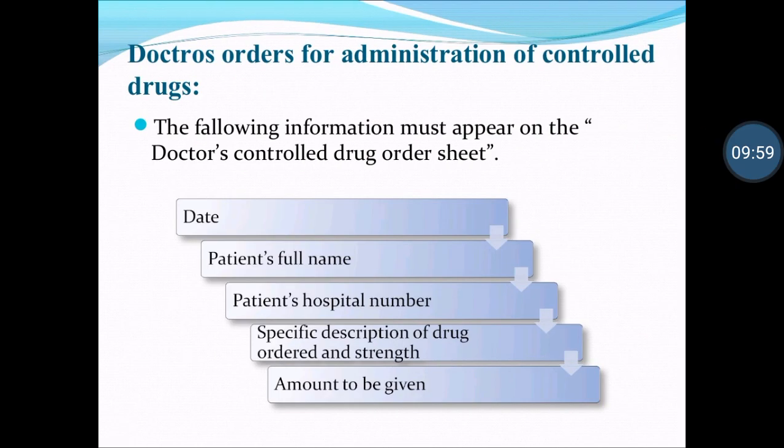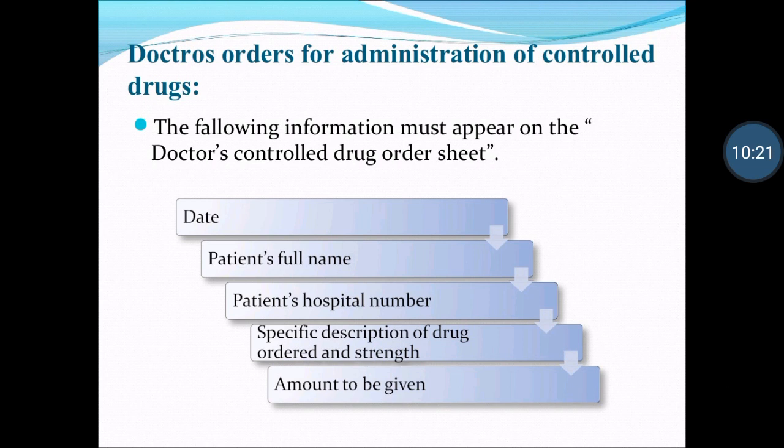Then the doctor's order for the administration of the control drugs. How can we give? When the doctor orders, the following information must appear on the doctor's control drug order sheet: the date, the patient's full name, the patient's hospital number, and the specific drug order.